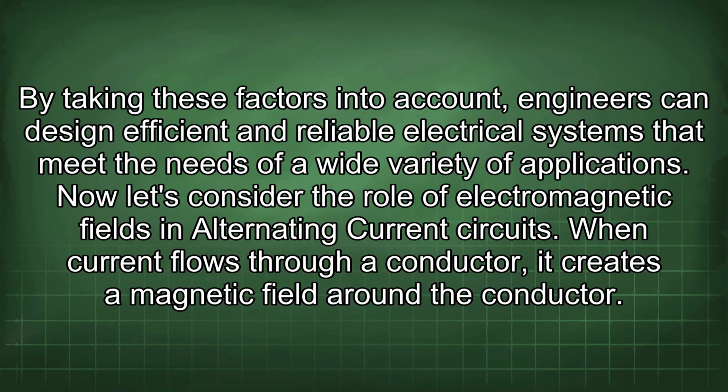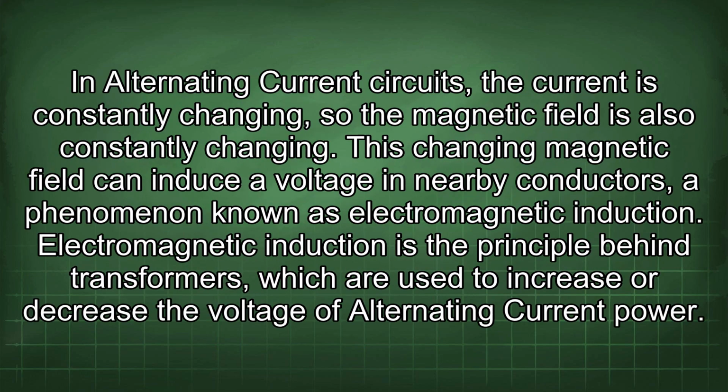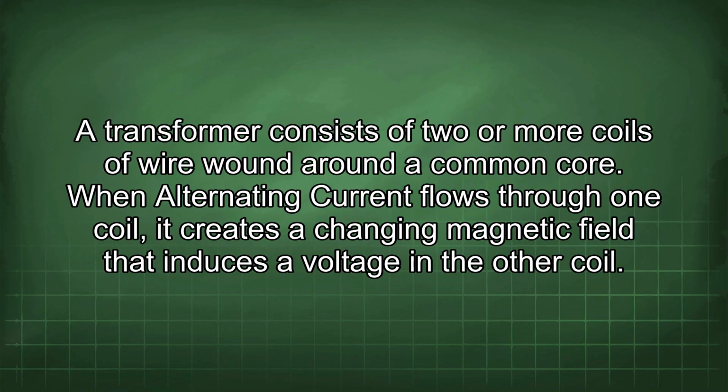When current flows through a conductor, it creates a magnetic field around the conductor. In alternating current circuits, the current is constantly changing, so the magnetic field is also constantly changing. This changing magnetic field can induce a voltage in nearby conductors, a phenomenon known as electromagnetic induction. Electromagnetic induction is the principle behind transformers, which are used to increase or decrease the voltage of alternating current power. A transformer consists of two or more coils of wire wound around a common core.